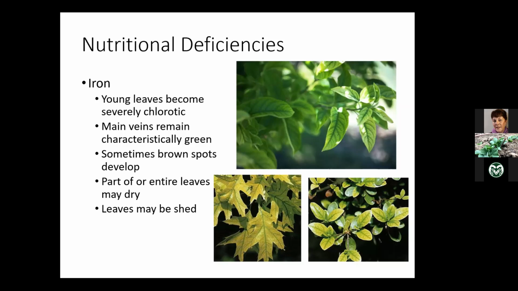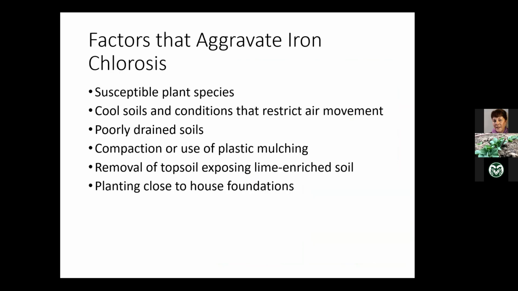Now, the thing about iron chlorosis is that it affects the younger leaves first because the iron is not getting up into those new leaves. And so they are showing that symptom from iron chlorosis. Some of the older leaves may look normal, but the newer leaves will look chlorotic. And susceptible plant species can aggravate iron chlorosis, like some of our maples, some of our oaks, different things like that. Cool soils, conditions that restrict air movement and oxygen movement in the soils, poorly drained soils.